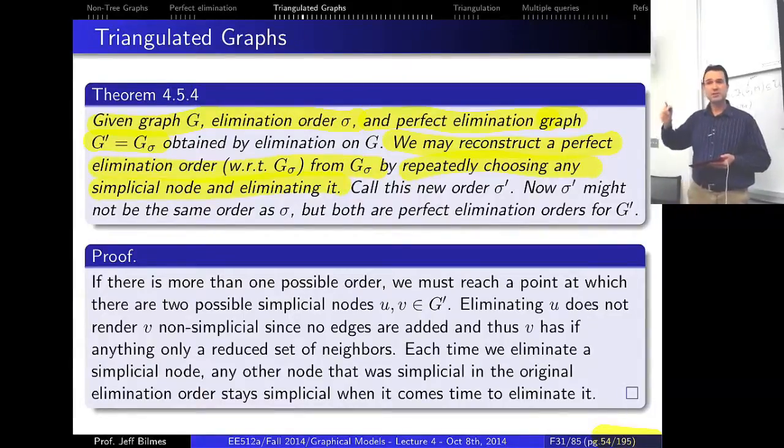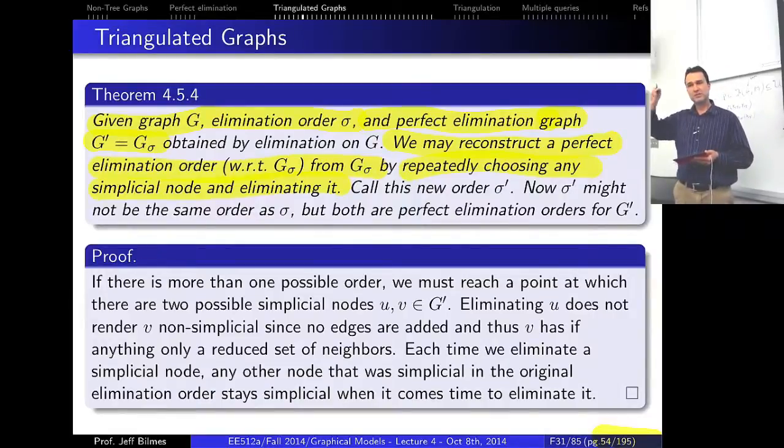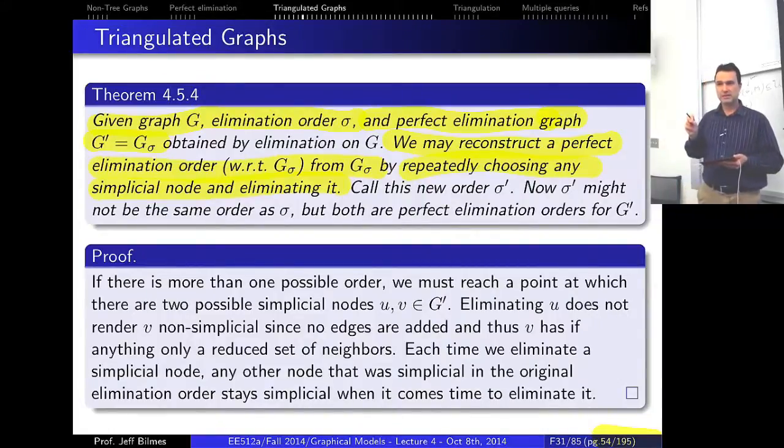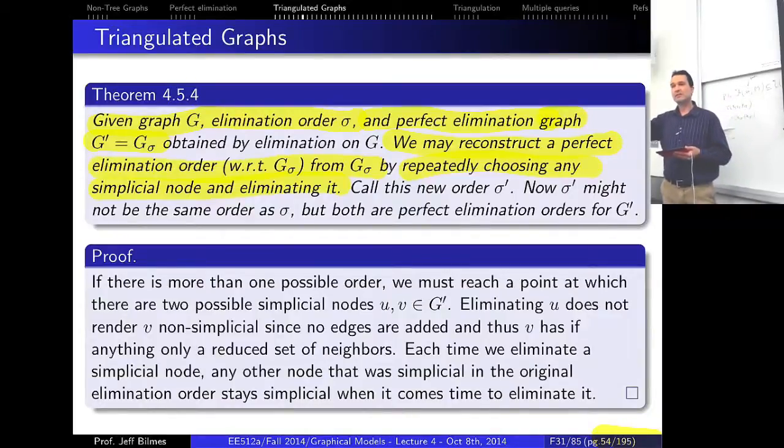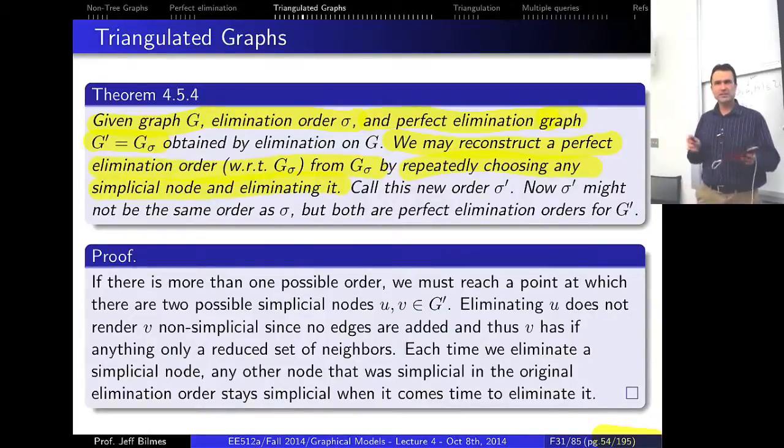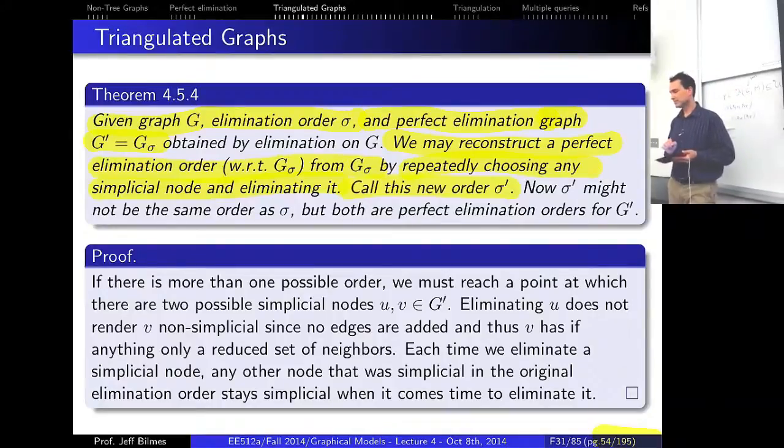So we know that there exists a series of simplicial nodes, and that in each case we eliminate the vertices. We keep eliminating simplicial vertices in the current graph. But let's say we do this. Is it going to be exactly the same order as the original one, or is it not? Whatever it is, before we answer that question, let's just call that order sigma prime.